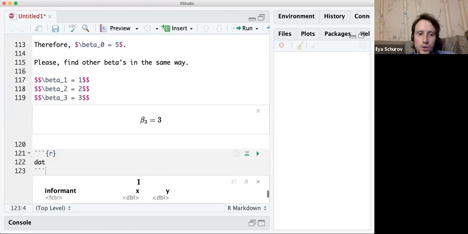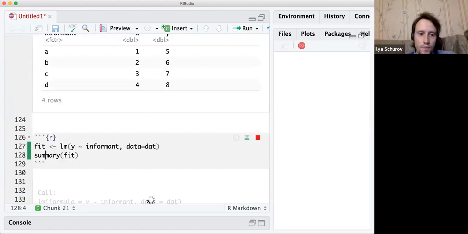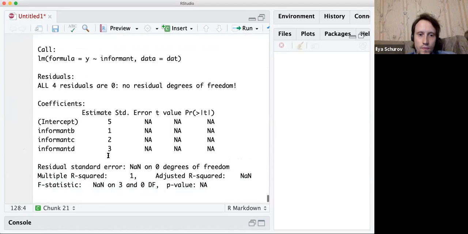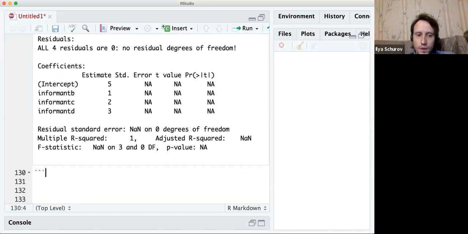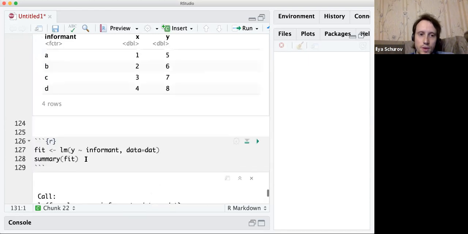Let us try to do it with R. Yeah, we see exactly the values that we found by hand. But it also means that if I include variable x, it will not change. It will not give me any new information. Actually, it means that I cannot find from this kind of model, if I take into account this informant, I cannot get information about the relation between y and x. Let me try to put it in this way.